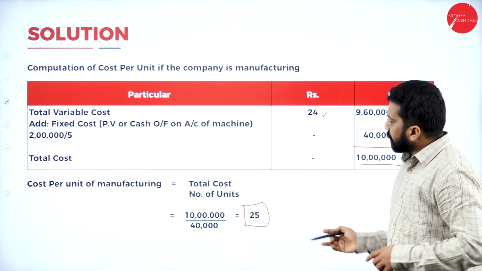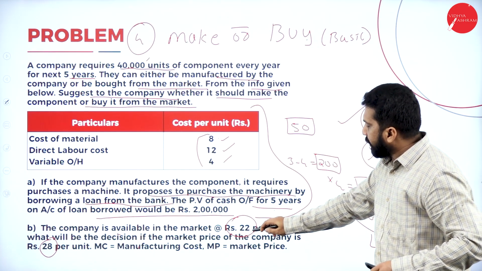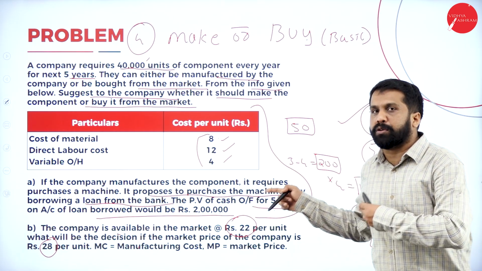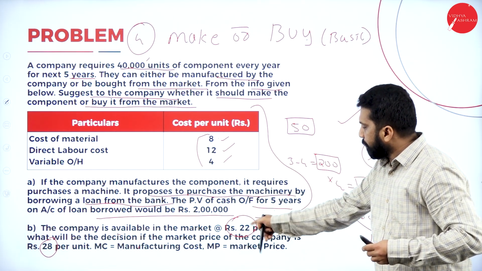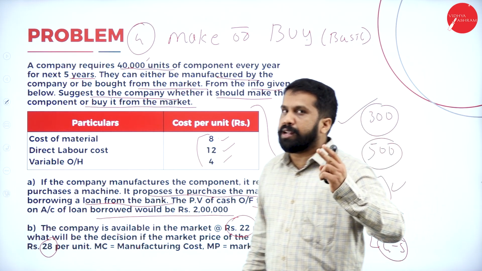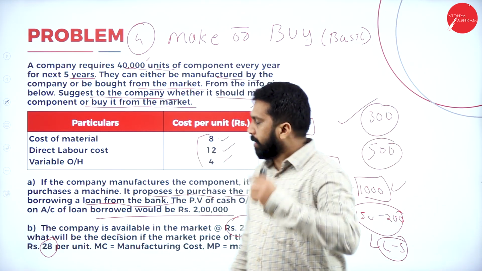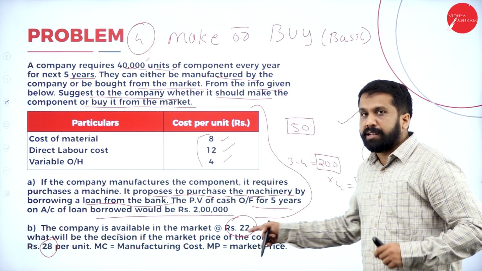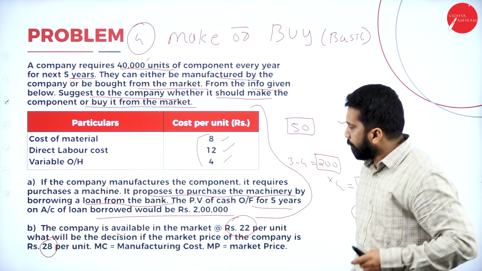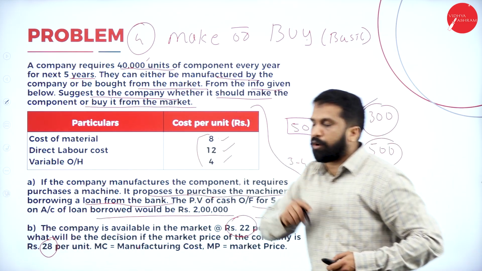Now, I'll go back to your question. The same thing is available in the market for 22. Why will you go for manufacture? Go and buy from the market. It is available for 22. So what is your answer? Buy option is better. If the same thing is available in the market for 28, then what will you do?